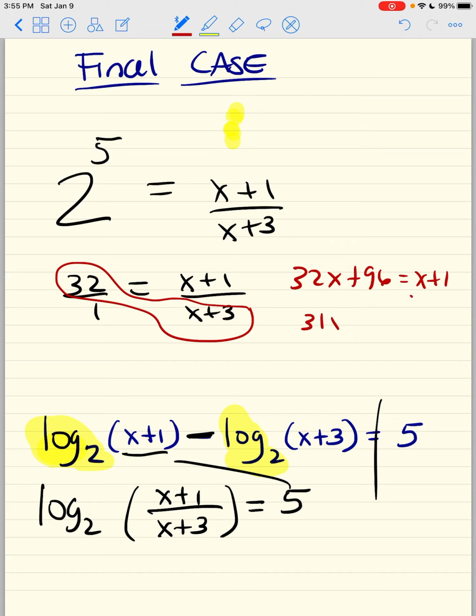You minus x, that becomes 31x. You minus 96, that becomes negative 95. And I made up these problems, so I apologize about the negative here, but you're going to have to reject that negative, okay? So that's how we do the 3 cases.